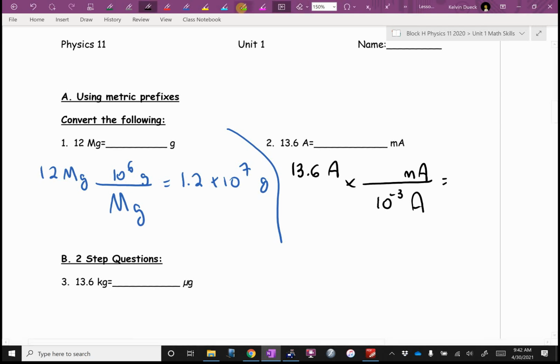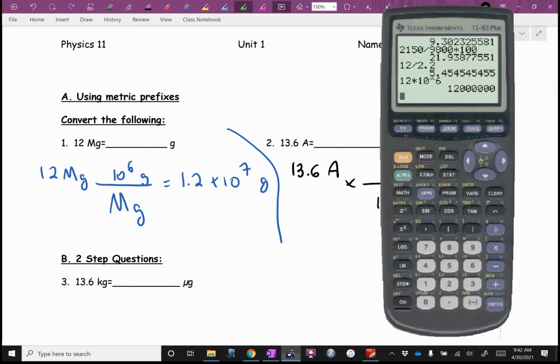Is that 10 to the -3 on the top or on the bottom? You got a clue. What is it? On the bottom. So does that mean I'm going to go times by 10 to the -3 or divide by 10 to the -3? Divide. So on your calculators now, everybody following along on their calculator, an easy way to stay involved, 13.6 divided by 10, find your exponent button, -3.